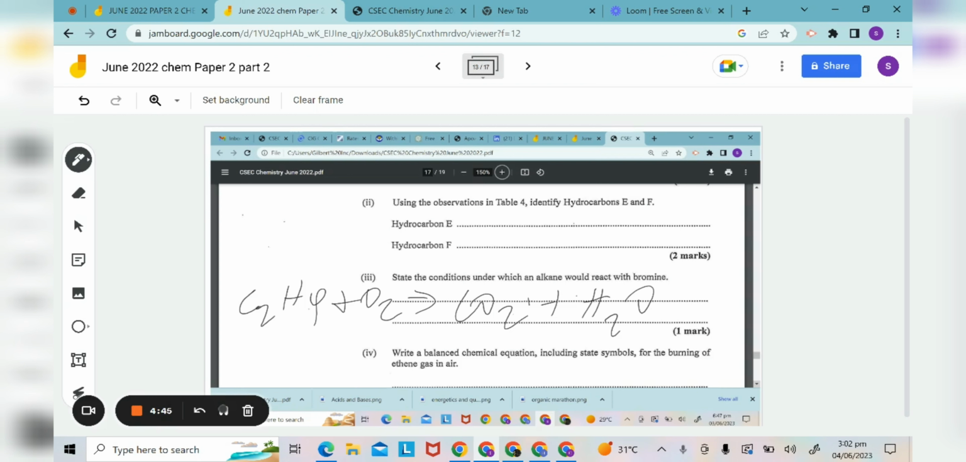And this is what we're doing here. Write a balanced chemical equation, including state symbols. So ethene is a gas, oxygen is a gas, carbon dioxide is a gas. And under these conditions, the water is going to be a gas as well, because you're burning it. So you're going to get a gas. And let us balance this equation. There are 2 carbons over here, so we're just going to put a 2 right there. We have 4 hydrogens here, so we're going to put a 2 right there. Now we have 4 oxygens here plus 2, so that's 6. So we'll just put a 3 right there. And that's our balanced equation.